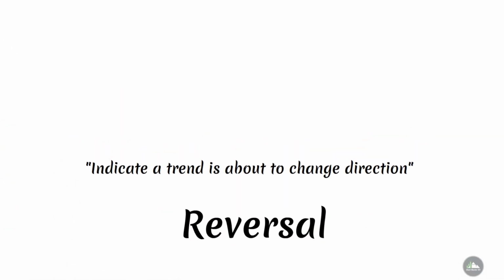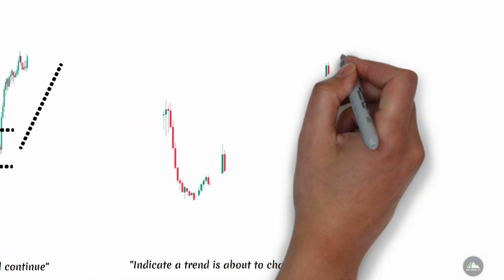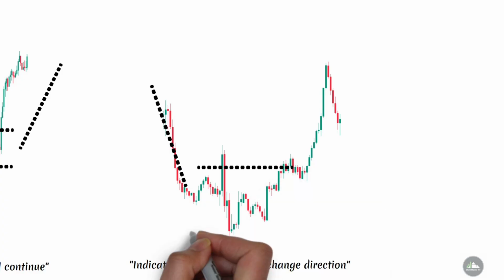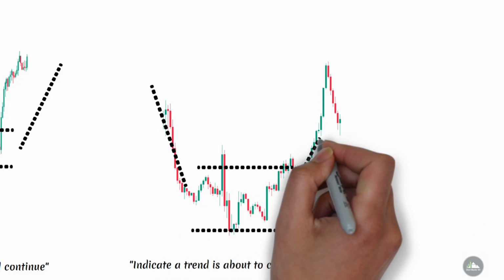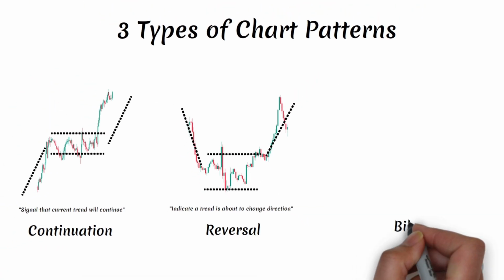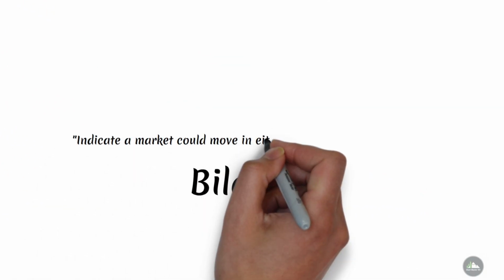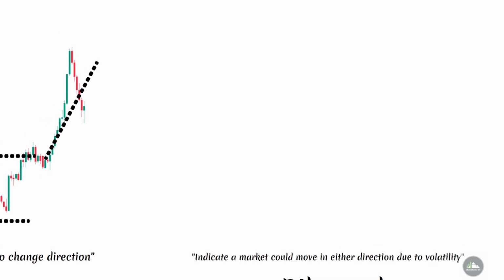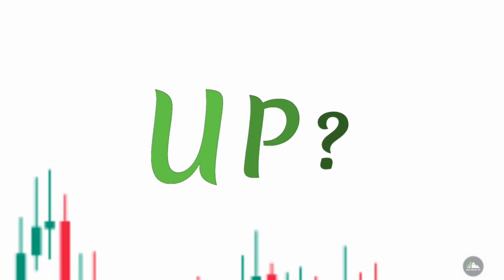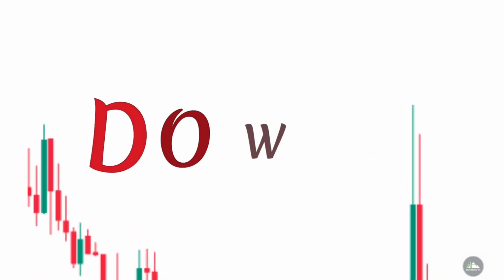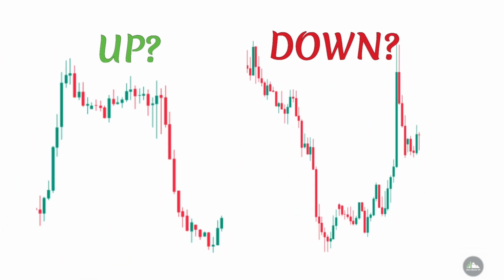Next is reversal. It indicates a trend is about to change direction. So we have the market going lower, and then it's retracing and then changing direction to up. Next is bilateral. This indicates the market can move in either direction. It can go up or it can go down. So this is uncertain.